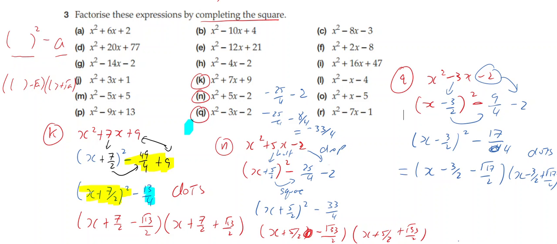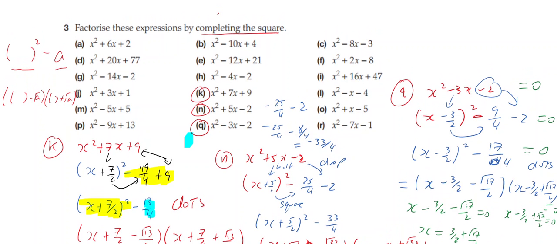Now I want to highlight that in exercise 4.3, you're expected to go one step further, which is to solve this. So for example, let's just say this is a solve question. Let's say that equals 0. If you apply the null factor law, either x minus 3 over 2 minus root 17 over 2 equals 0, or x minus 3 over 2 plus root 17 over 2 equals 0. You can isolate the x by adding 3 over 2 to both sides and adding root 17 over 2 to both sides.